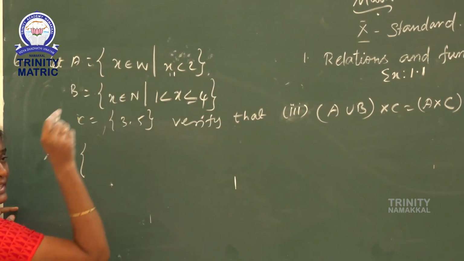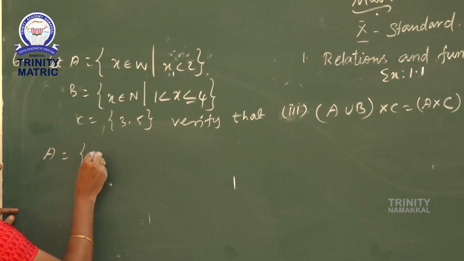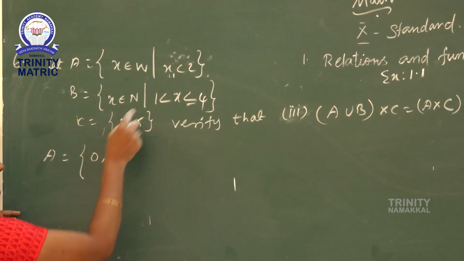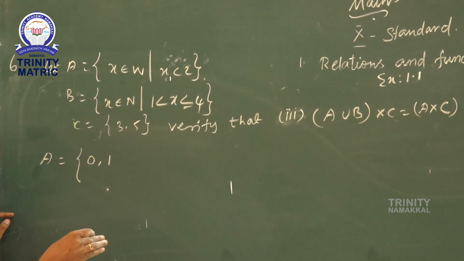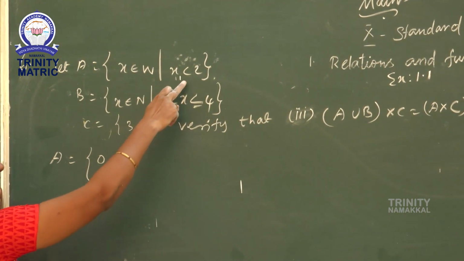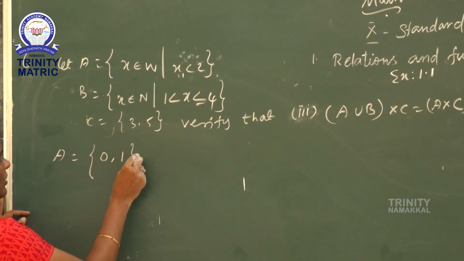The value is less than 2. So the whole numbers start from 0, 1. Less than 2 means we won't take 2. Less than or equal to 2 means we take 2. But here it is less than 2, so we take 0, 1.